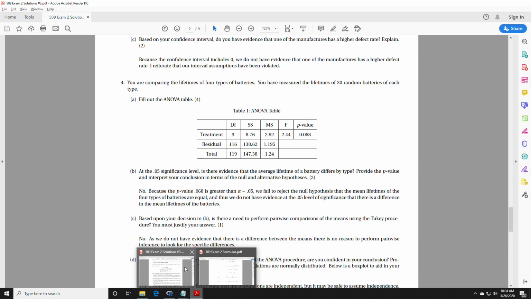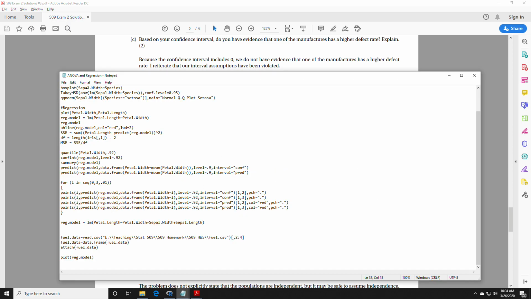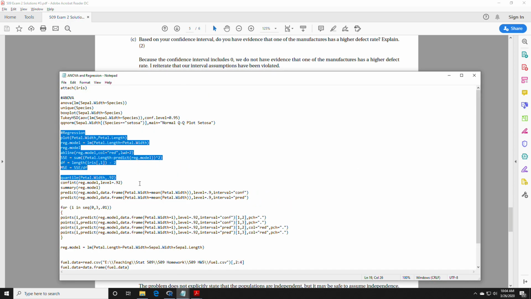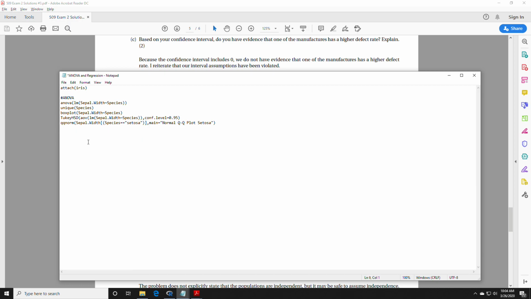but to read it in, we need our ANOVA and regression code. And again, all of this stuff under regression, we don't need for this exam. This is what you need here. And just really pay attention to the last lecture. Sepal width, that was our variable of interest. So that was like lifetime. Species, that's the categories, the different species. Well, now we have different categories of batteries, 1, 2, and 3 from the previous example.